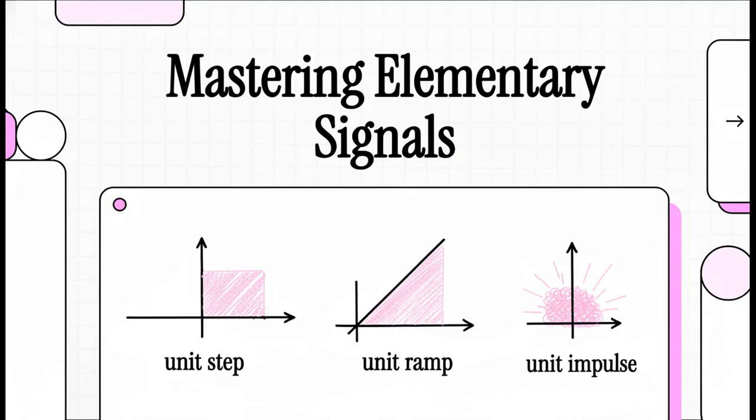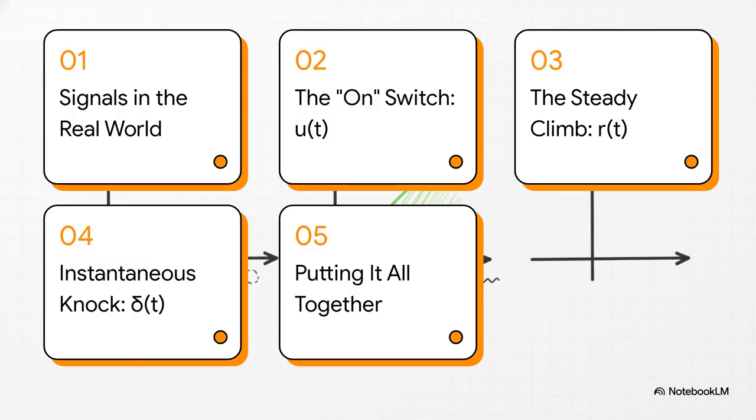KS2003. This explainer is designed to help you really get a handle on the unit step, unit ramp, and unit impulse signals so you can walk into your first quiz feeling confident. So here's our game plan. We're going to start with some simple real-world analogies to build some intuition. Then we'll dive into the definitions for the unit step, the ramp, and the impulse one by one. And finally, we'll pull it all together so you know exactly what you need to remember for the quiz.